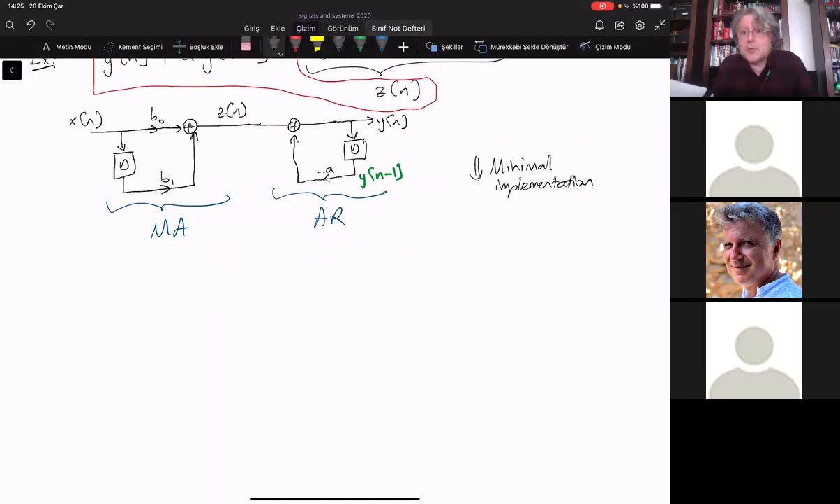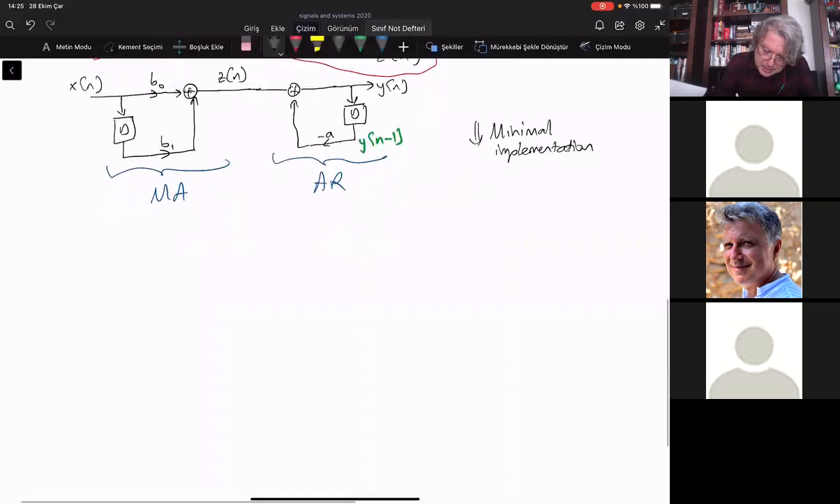Minimal implementation. What do we mean by that? There is a minimization process which can be done. It's as follows. Let us equivalently put x of n, and I'm going to draw the autoregressive part.